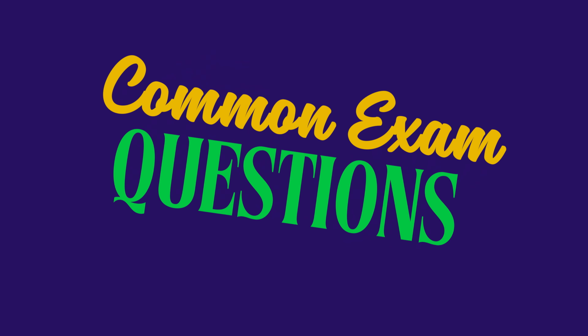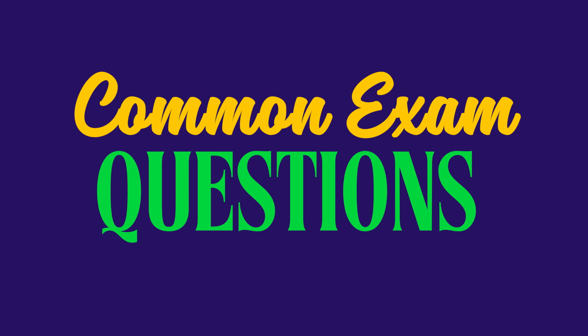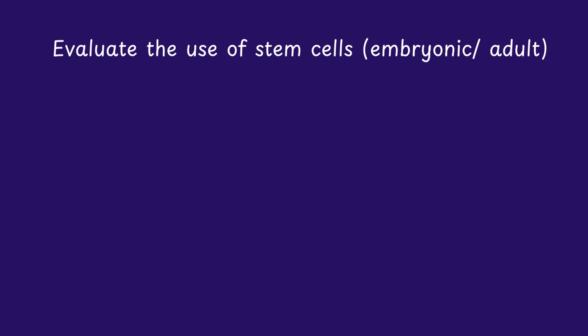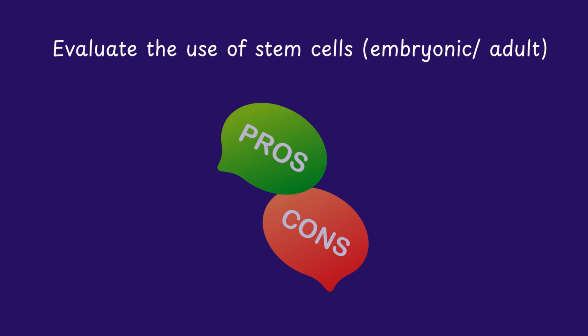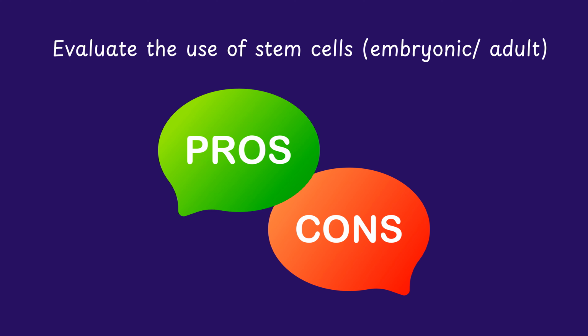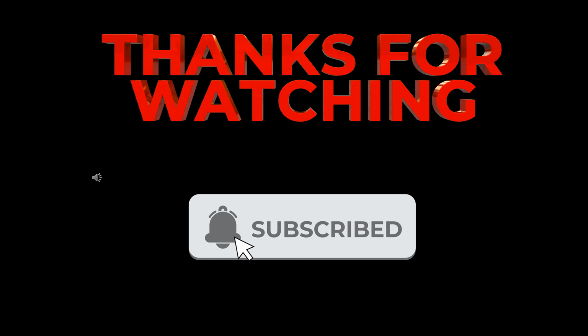Let us now talk about the common exam questions on this topic. Stem cells questions can come in many different forms on your exam, but what I've noticed is that they love to ask questions about evaluating the use of stem cells, whether it is embryonic or adult stem cells. Students, if you're asked to evaluate the use of stem cells, what you're looking at are the pros and the cons, or if you want to say the disadvantages and the advantages of embryonic or adult stem cells, or even both.